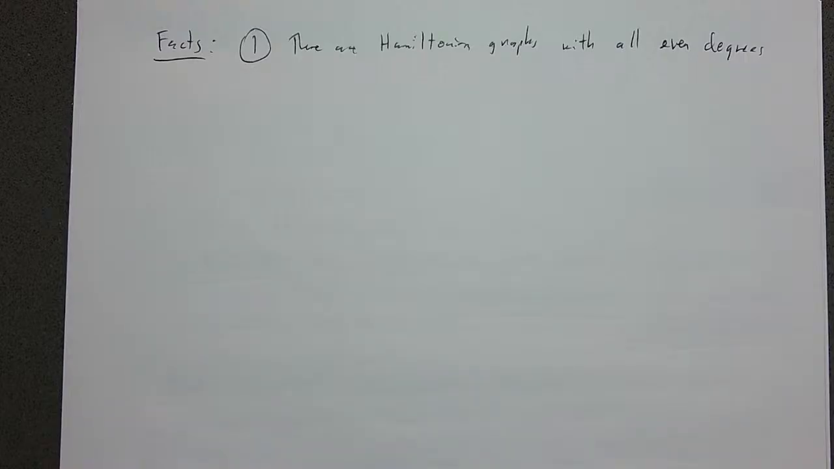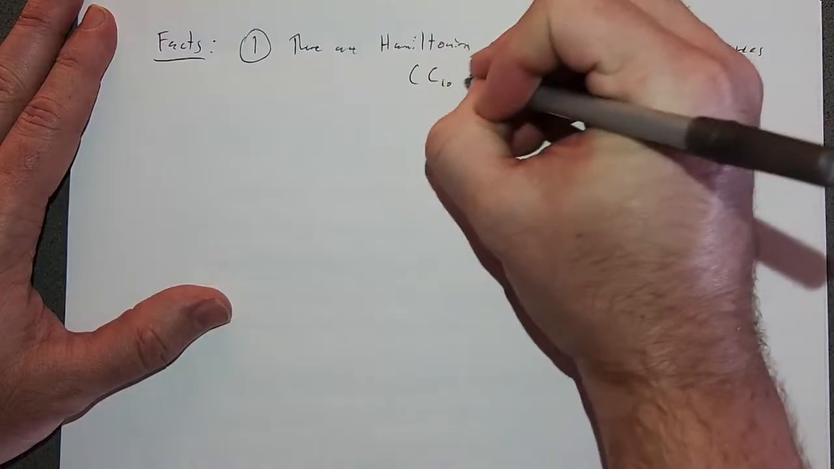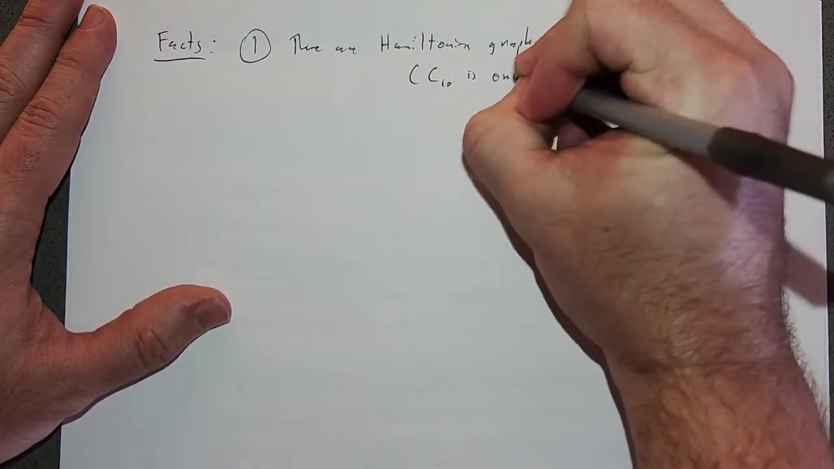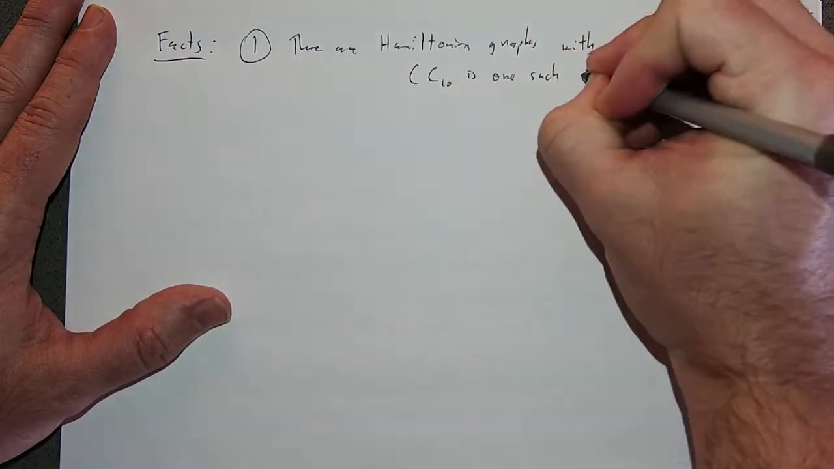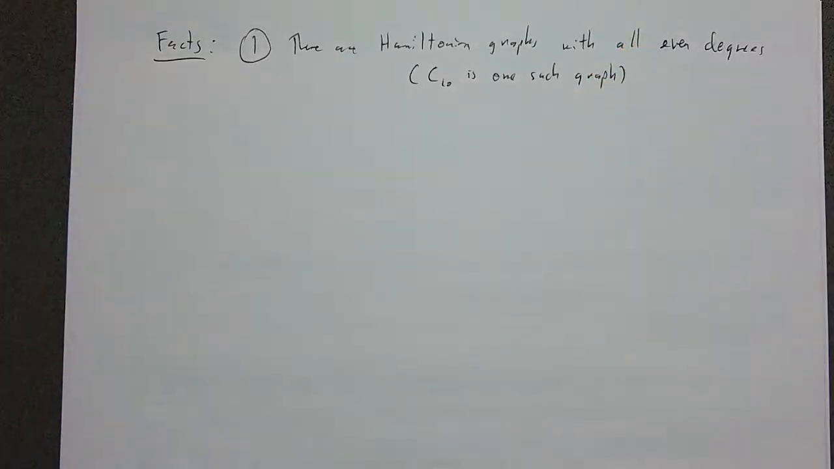Here's one of them. The cycle on 10 vertices. What's the degree of every vertex? 2. It is Hamiltonian. The Hamiltonian cycle it contains is the one cycle itself.